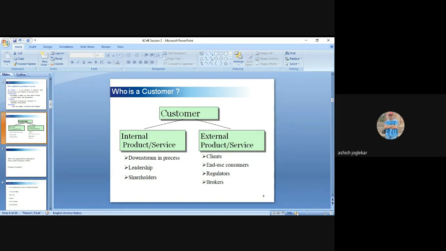Six Sigma doesn't say that we don't serve the internal customer. ऐसा नहीं है. We take any customer which has a problem in our product, it has to be solved. So Six Sigma deals with both the customers, internal as well as external.